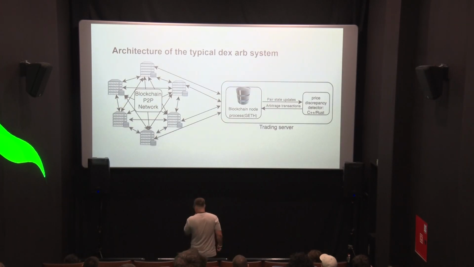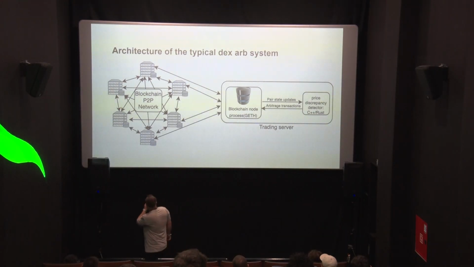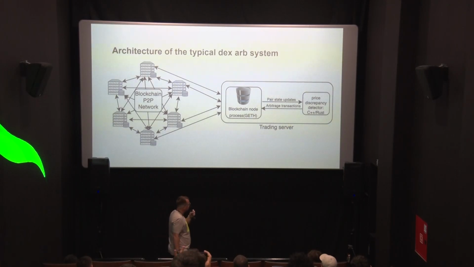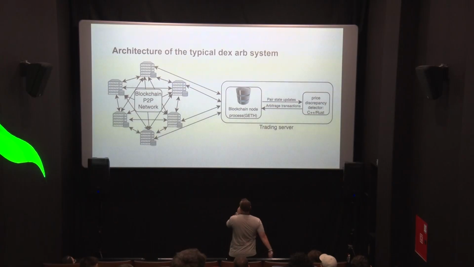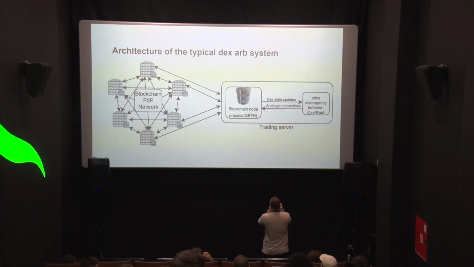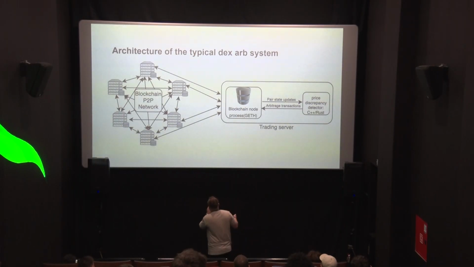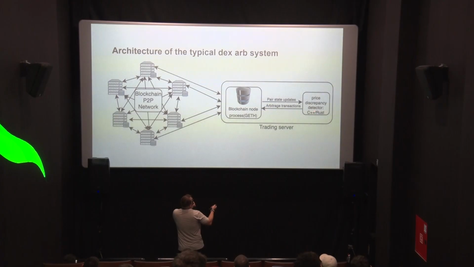Okay, and now let us review the general architecture of the system that exploits these price differences. Our system interacts with a global P2P blockchain network, and our system itself is a trading server which runs two separate processes. One of them is a blockchain node, and the other is a price discrepancy detector. We can also call it a strategy.